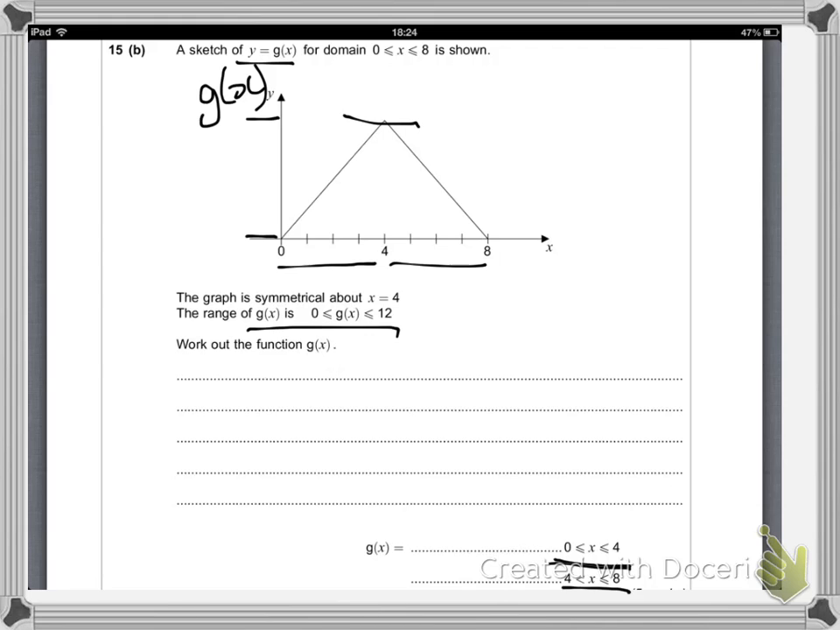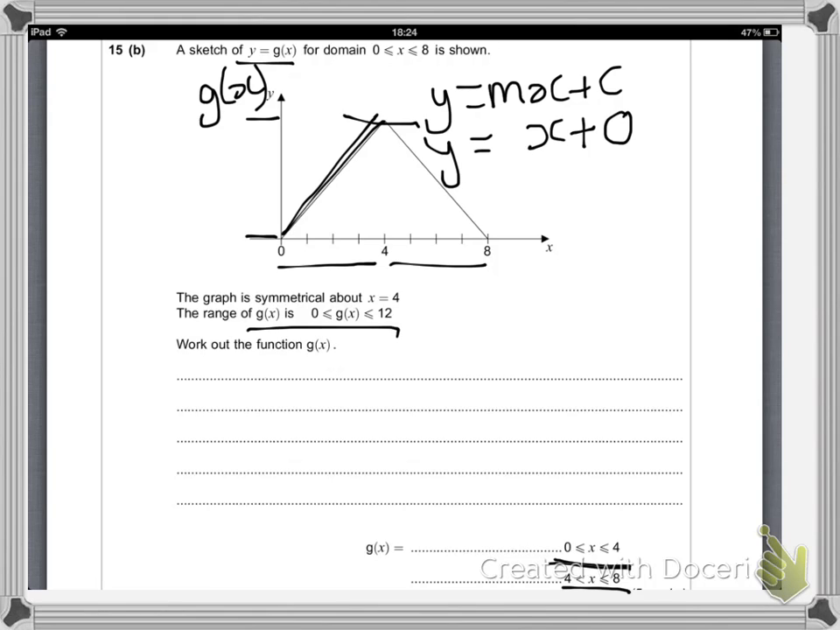If you take the left-hand side of the graph first, we're talking about a straight line. We know that a straight line is y equals mx plus c. We know that c is where it crosses the y-axis. If you have a look at this line here, it crosses the y-axis at 0. You know that you need a y and an x, and all you've got to do now is find the gradient.